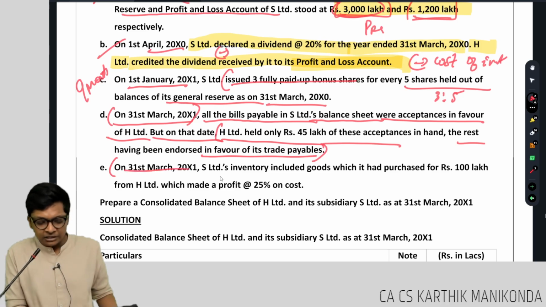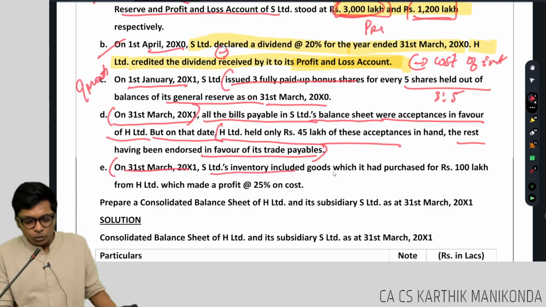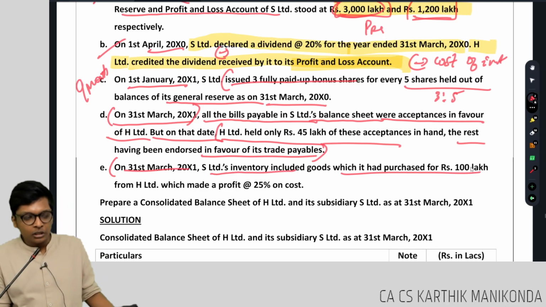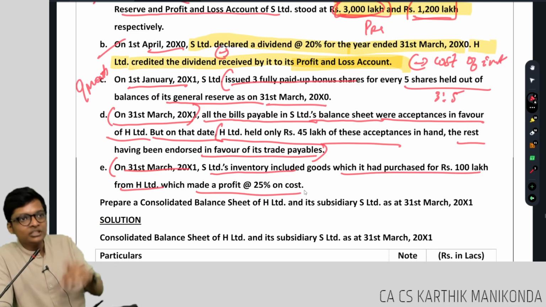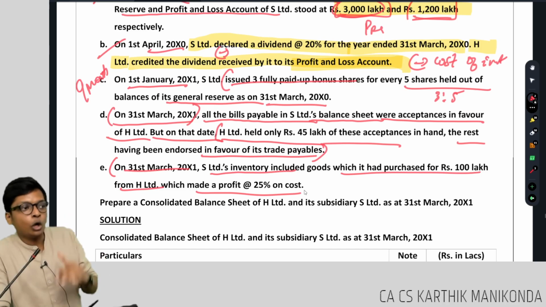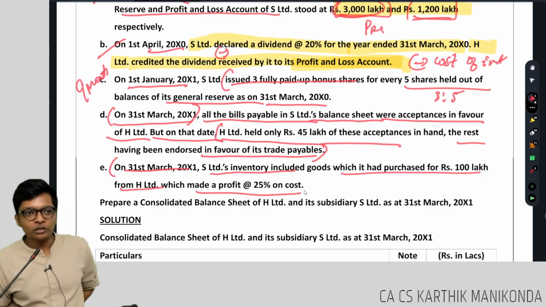On 31st March, S Limited's inventory included goods which it had purchased for 100 lakhs from H Limited, on which it made a profit of 25% on cost. What is this? Downstream or upstream? Downstream transaction. So this also will come where, guys?